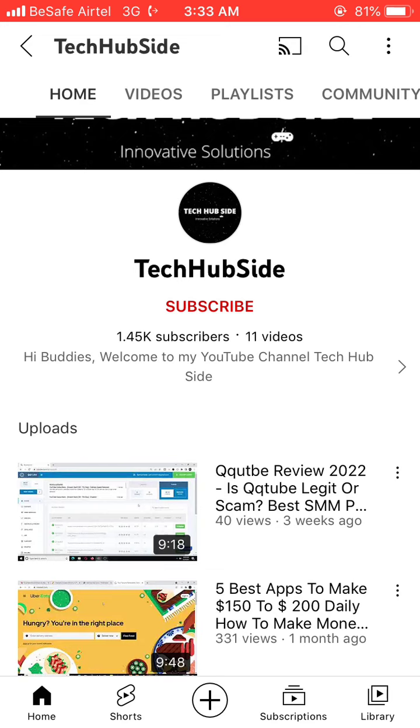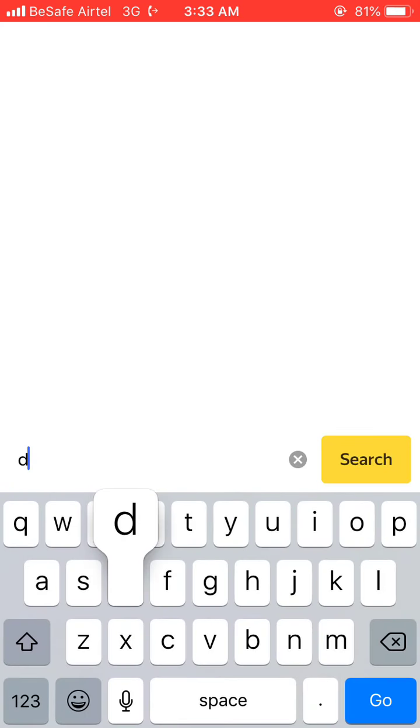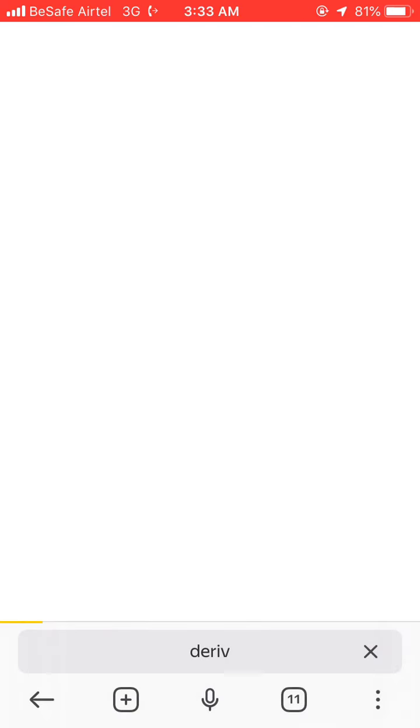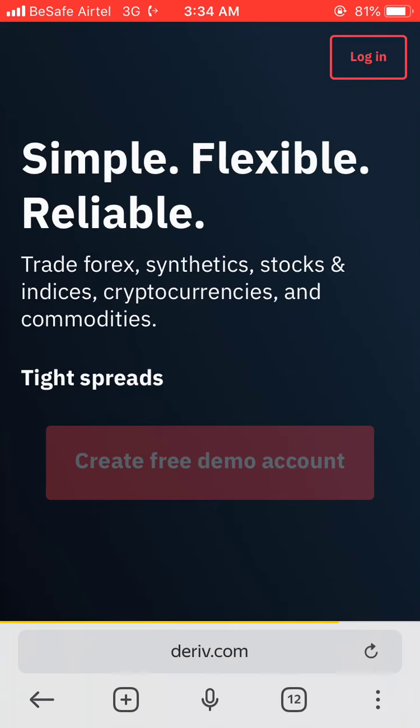So let's get started now. I'll be going over to my browser and searching for Deriv.com. Once you have inserted the keyword Deriv, just hit search and Google will show up Deriv for you. All you need to do is click on it and allow it to open. Let's see how their site looks. This is actually how their site looks.